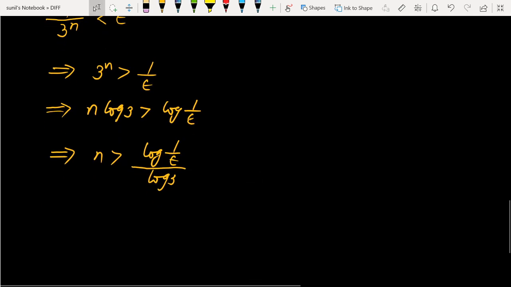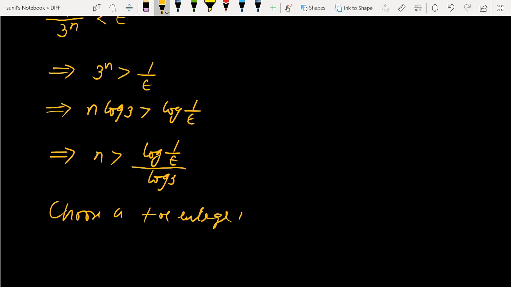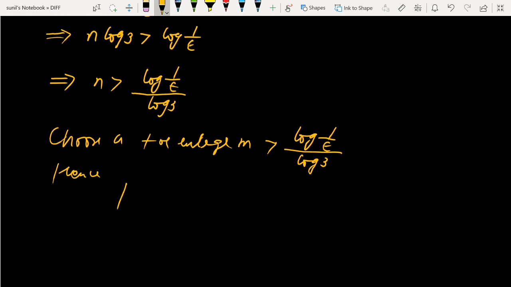So what will we do? Choose a positive integer m greater than log(1 by epsilon) upon log 3. Hence we have successfully found m, so mod a_n minus 0 is less than epsilon for all n greater than or equal to m. So friend, this is how the definition works. Most of the time students won't understand it.